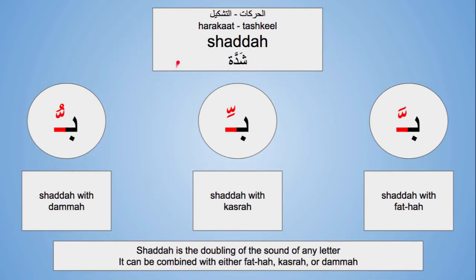There is another type of diacritic called Shadda, which means that the letter sound is doubled. So if the letter sound here is b, then with Shadda it becomes bb. And then you can combine it with other diacritics. So for Shadda and Fatha it will be bba, and for Shadda and Kasra it will be bbi. And for Shadda and Dhamma, it becomes bbu.